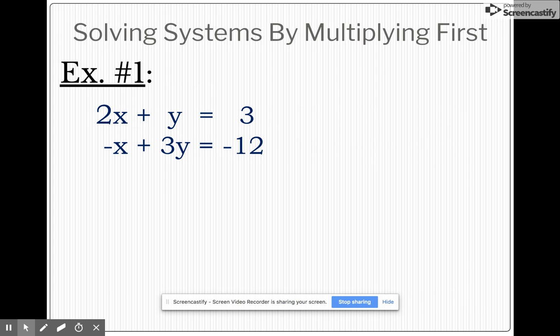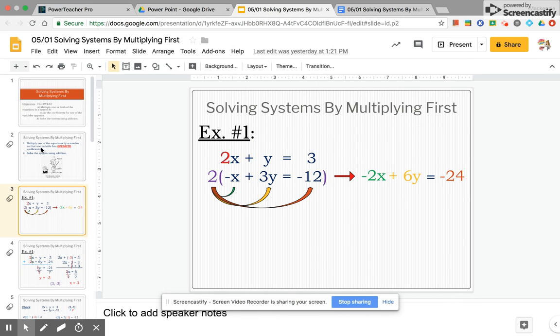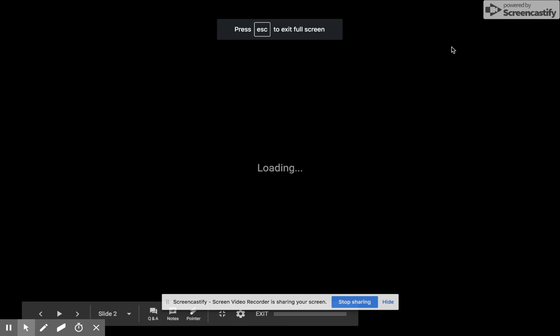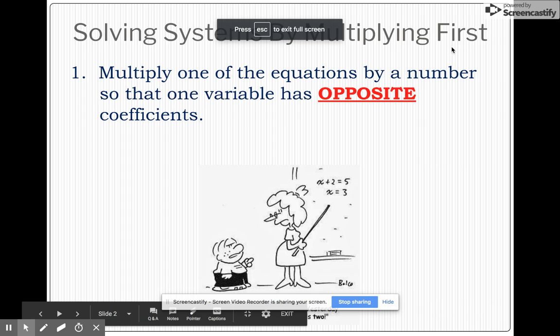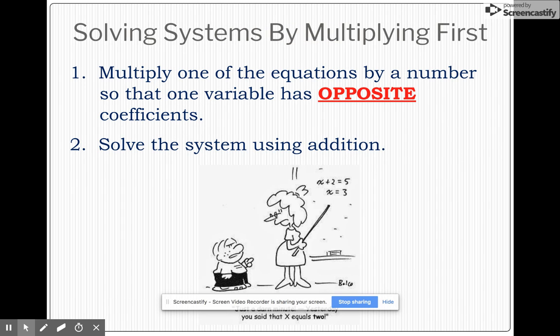So what we're going to have to do is use multiplication to make it so that something cancels. We're going to go through the steps and then we will look at some examples. The first thing you're going to do is multiply one of the equations by a number so that one variable has opposite coefficients. And then you're going to solve the system using addition. So we are going to use the addition strategy, but there's a step we have to do before that.